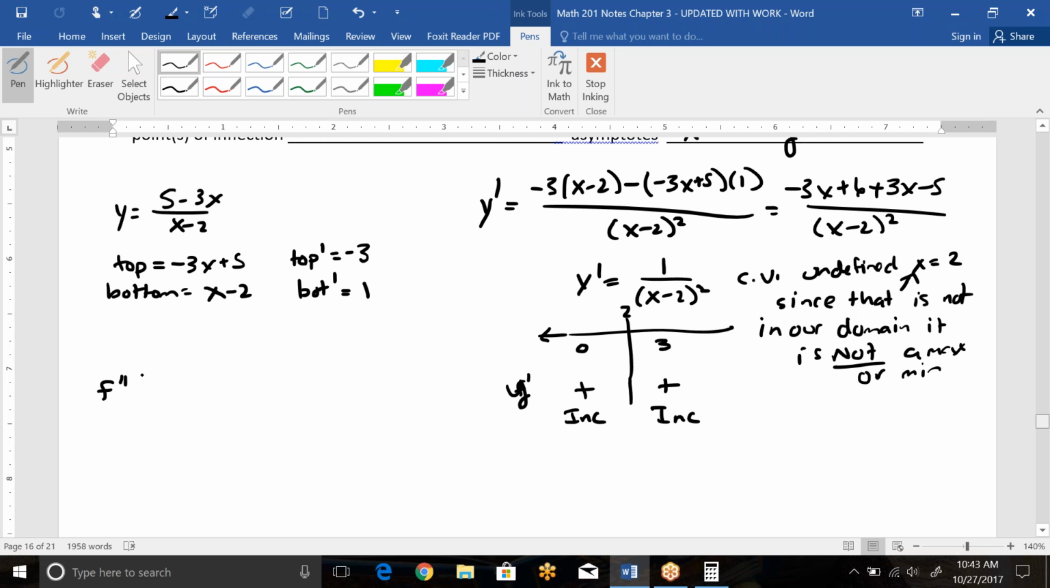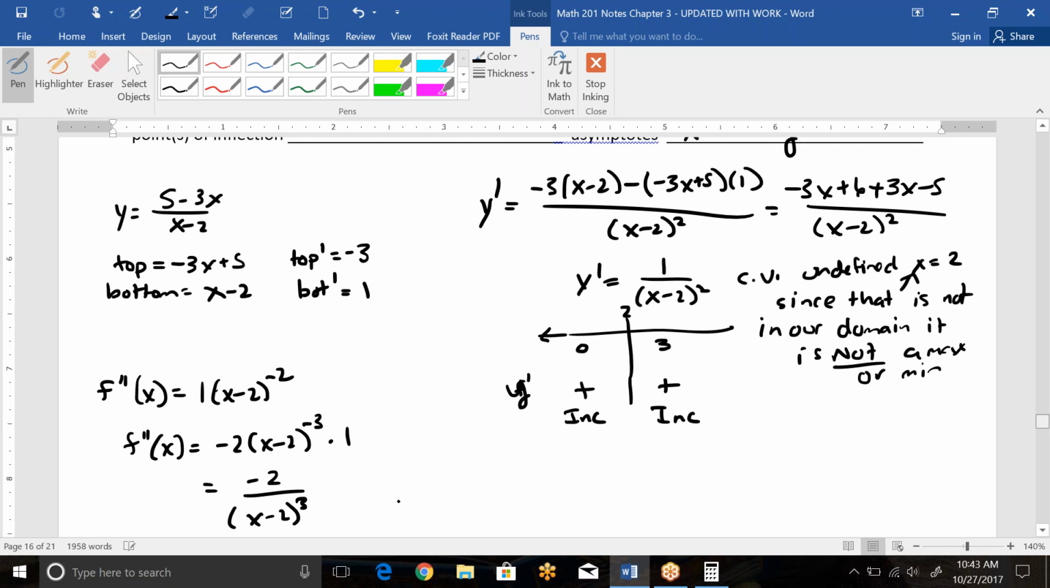And then for f double prime, we can actually do this a little bit easier this time, because this is 1 times x minus 2 to the -2. There's no x's on top anymore. So if we just do the power rule here, this would be -2 times x minus 2 to the -3, times the derivative of the inside, which is just 1. So -2 over x minus 2 cubed.